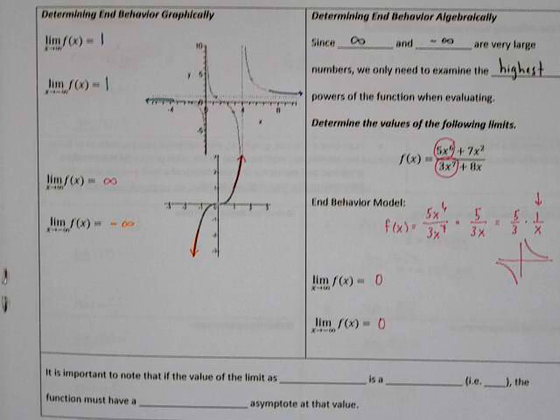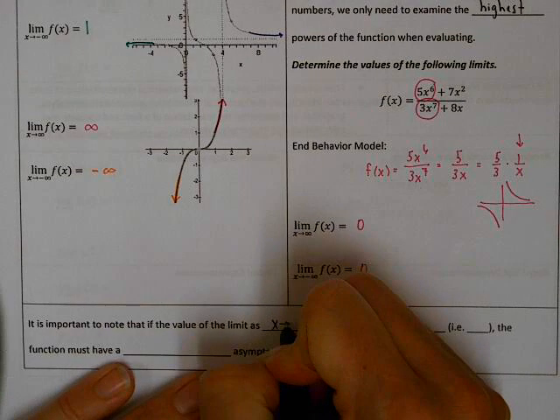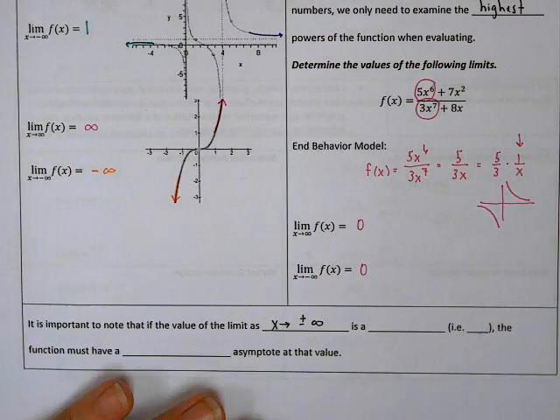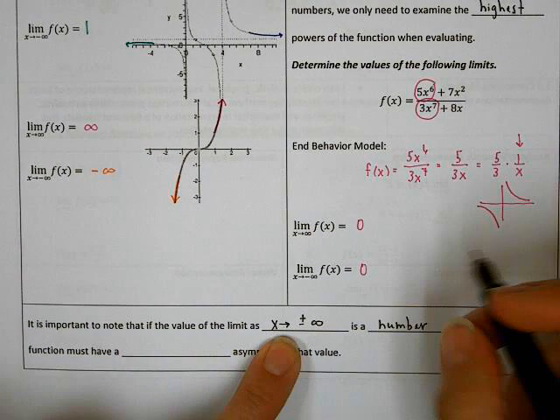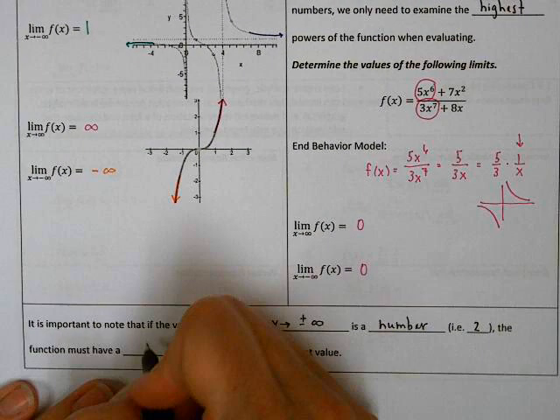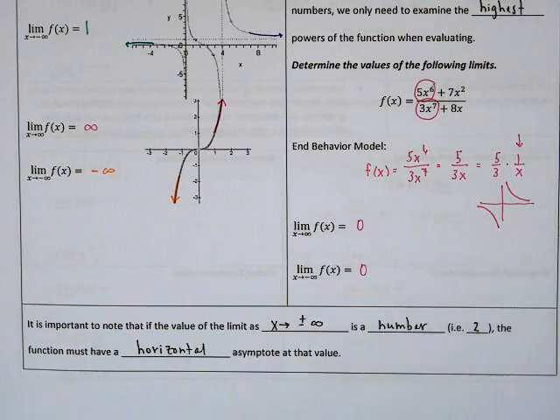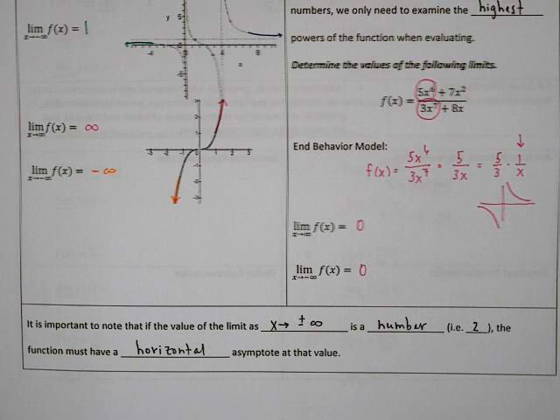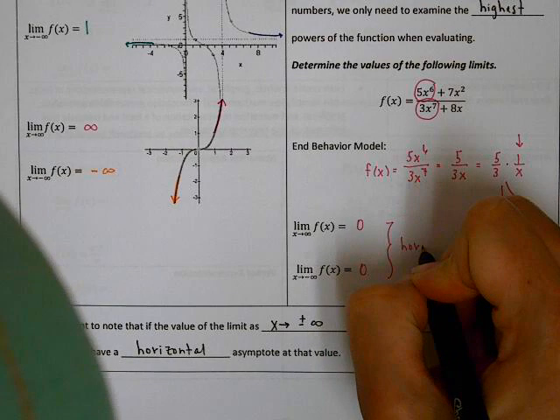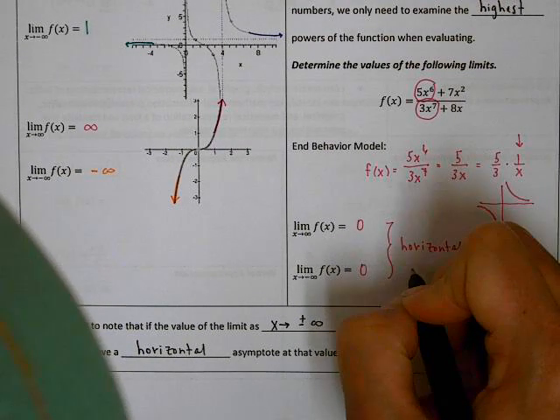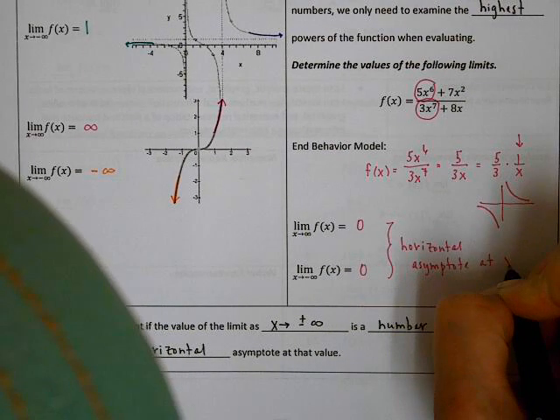So now our note here says it's important to note that if the value of the limit as x approaches either positive or negative infinity is a number, so let's say you look at the limit and you get 2, the function must have a horizontal asymptote at that value. So for example, if I know the limit as x approaches infinity is 0, and I know the limit as x approaches negative infinity is 0, that tells me this function has a horizontal asymptote at y equals 0.